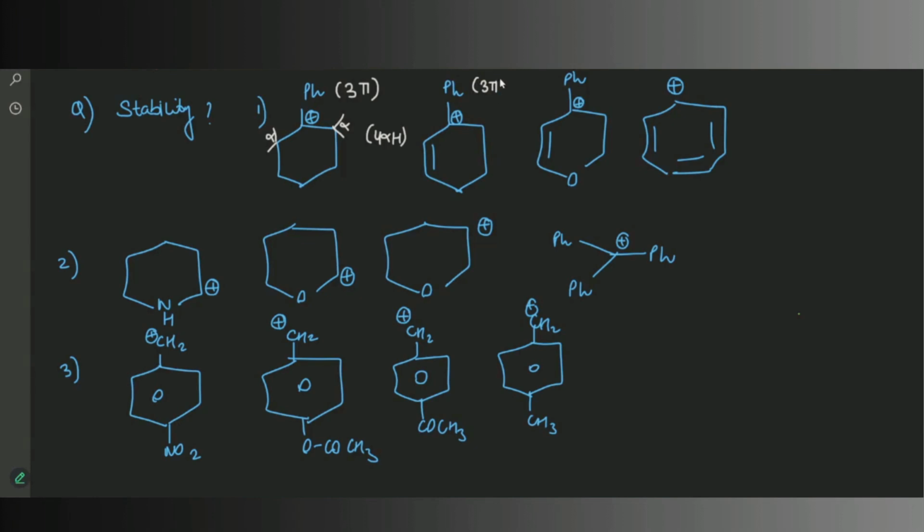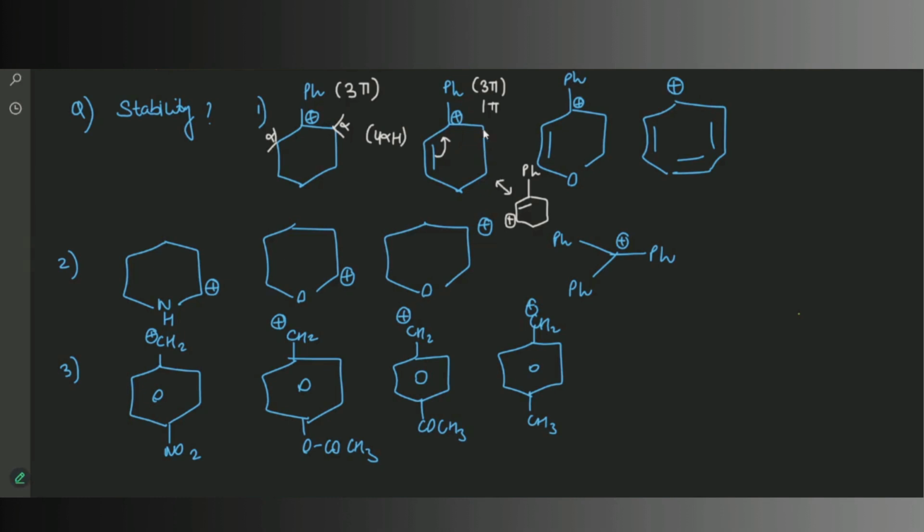So 3 pi. But now can you see this is a double bond which is adjacent to the carbocation. So it can also show a resonance. So over here, if I draw the resonating structure, it will exist like this. You have a phenyl ring here and double bond and now a carbocation at this position. So we will say one extra pi bond resonance is there.